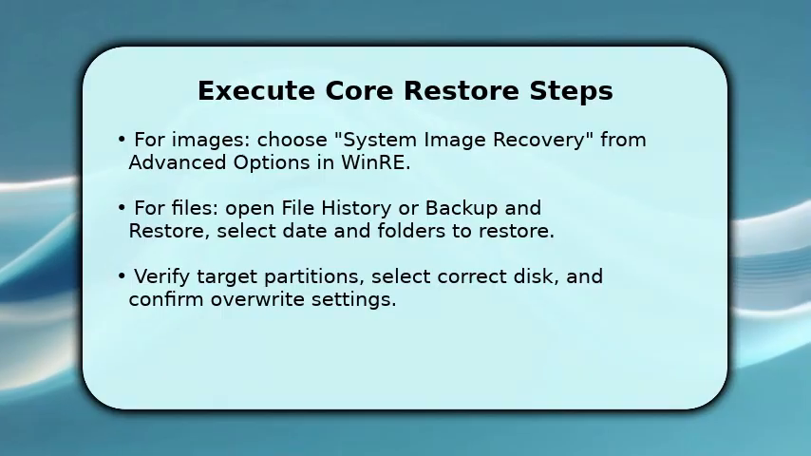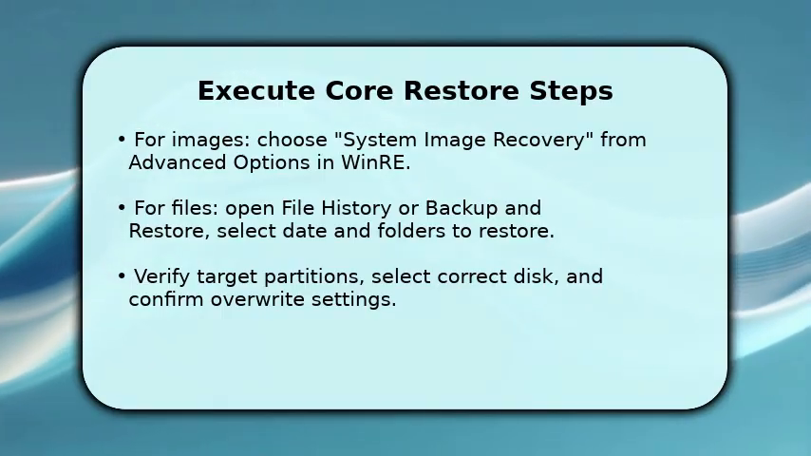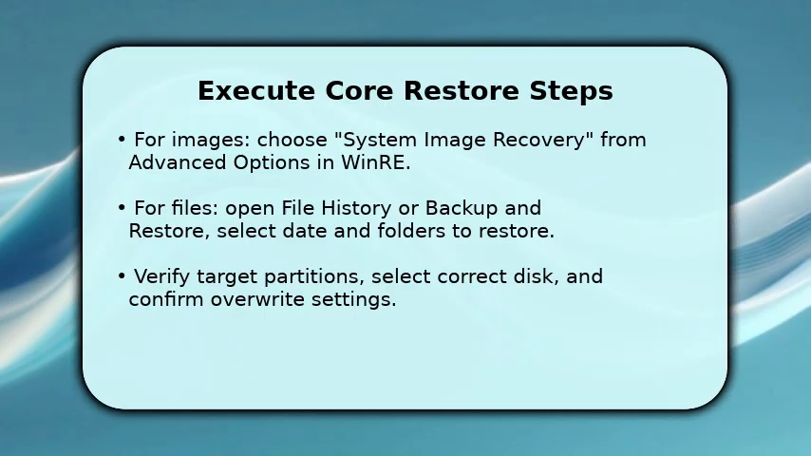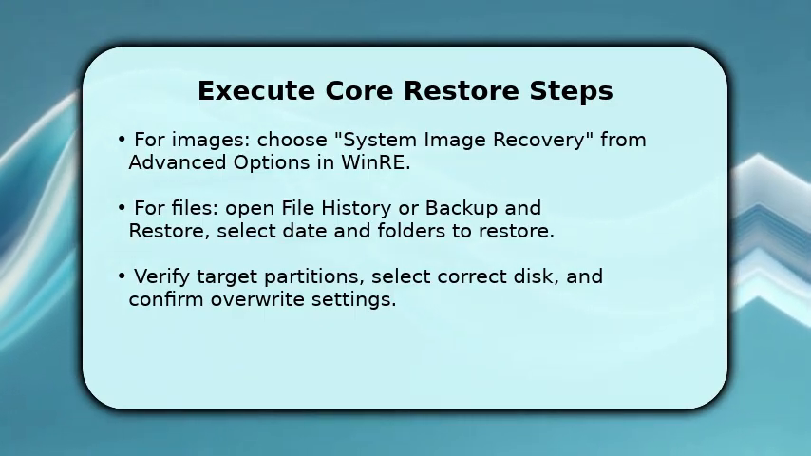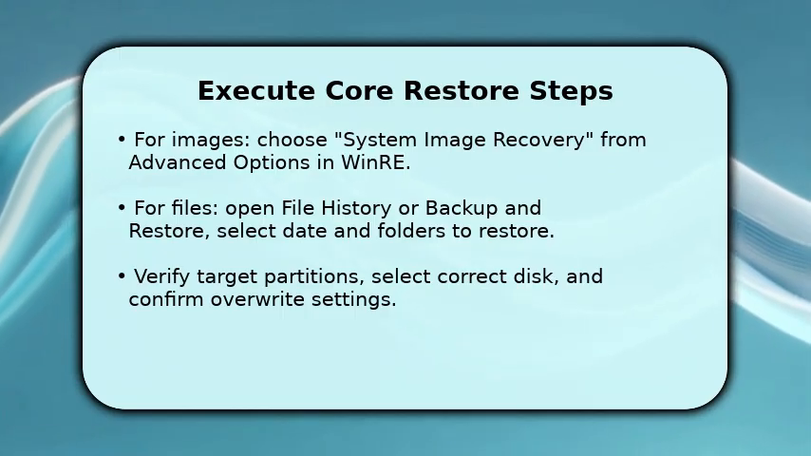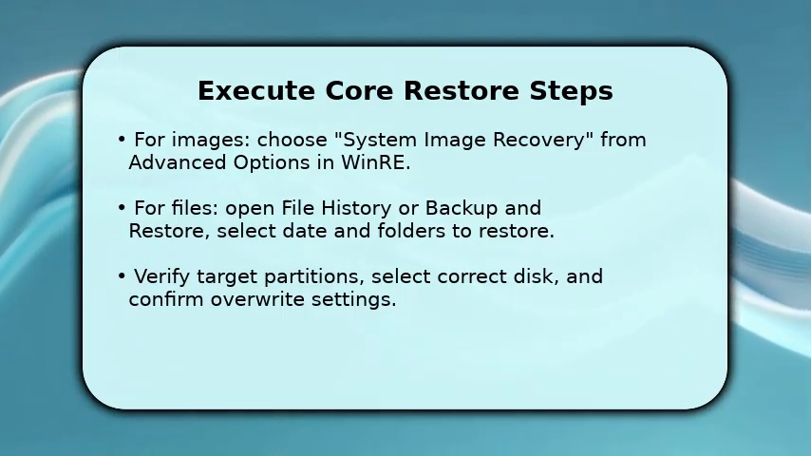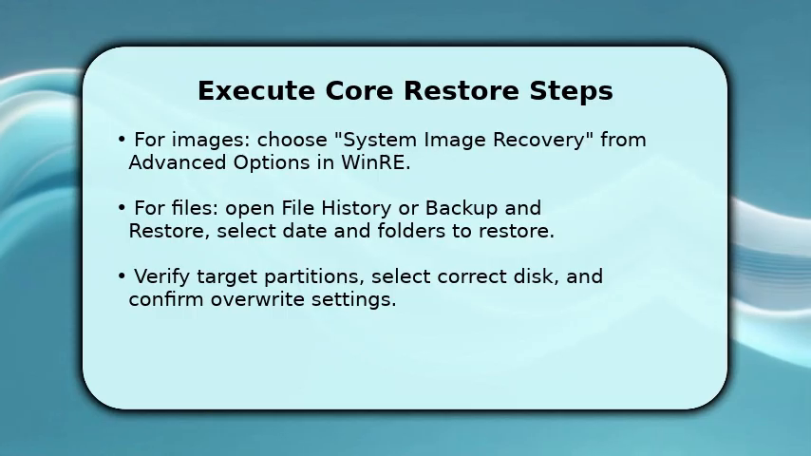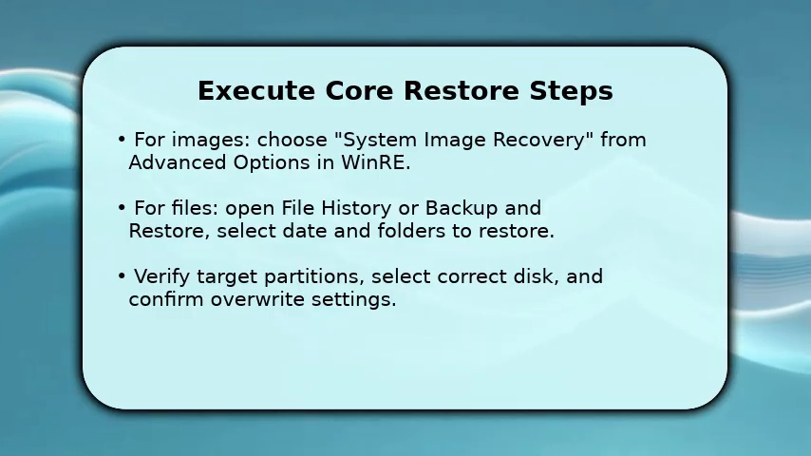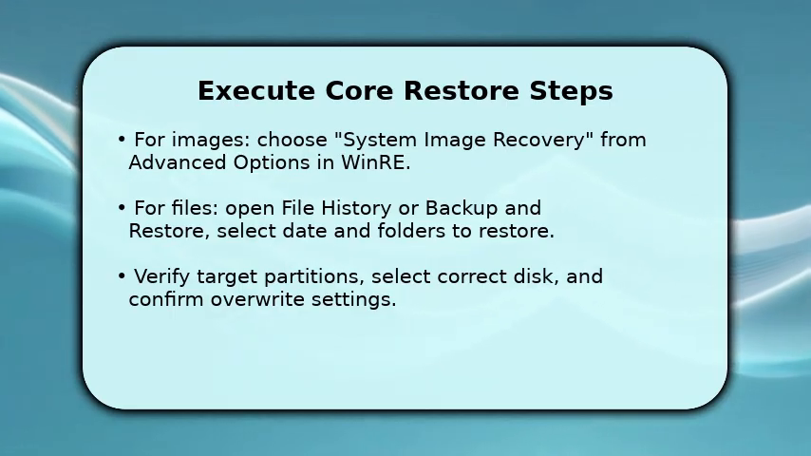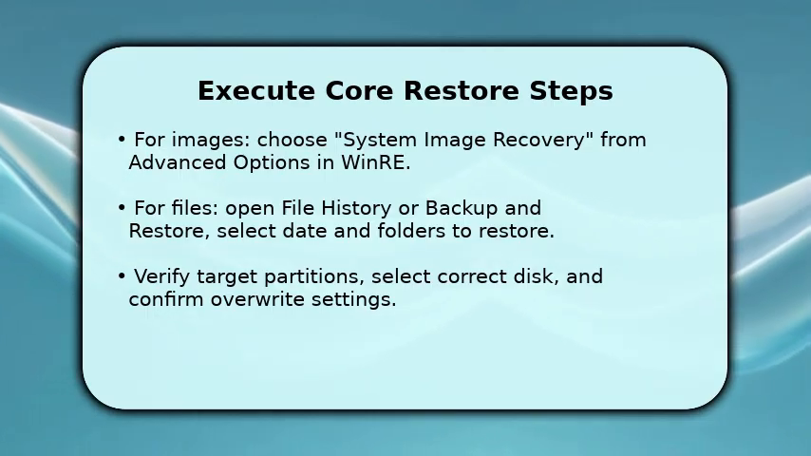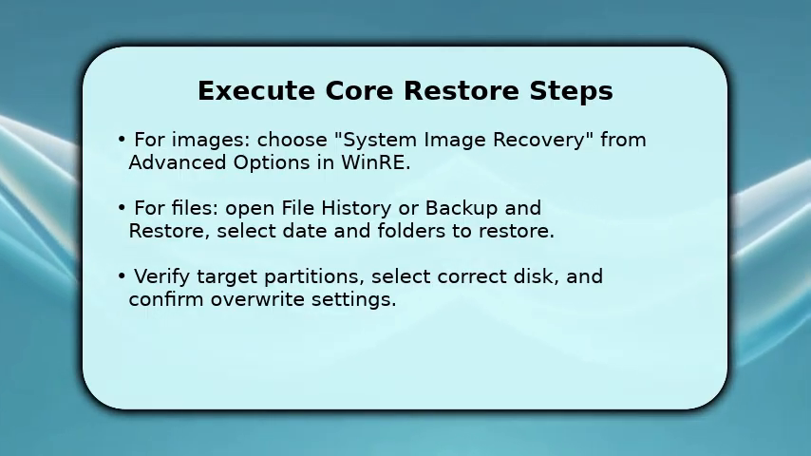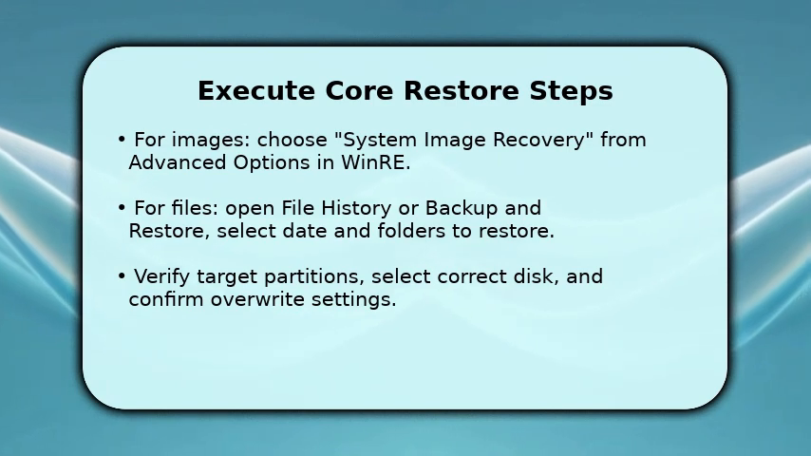Now you perform the detailed restore actions. If using a system image, boot WinRE and pick System Image Recovery so Windows can restore partitions exactly. This replaces partitions and boot records. For File History or Backup and Restore, choose the backup date and the folders to recover and select the destination path. Make sure you explicitly verify the target disk and partition layout. Restoring to the wrong drive will overwrite data. Also confirm whether you want Windows to format and repartition automatically before continuing.